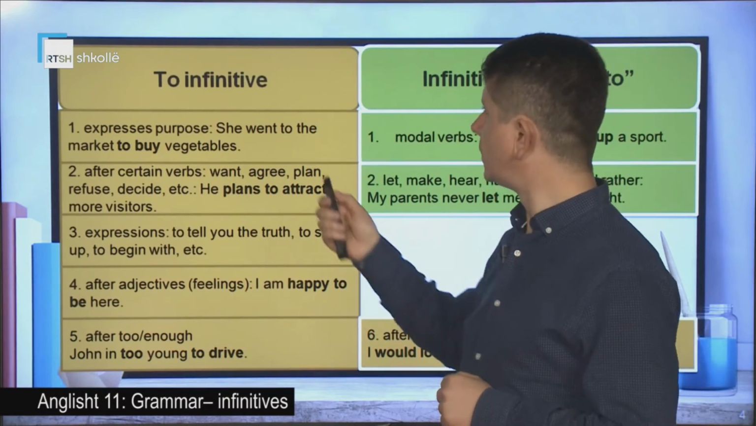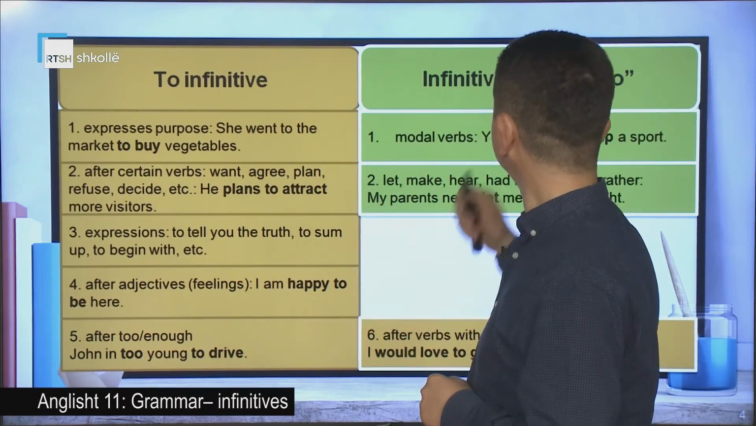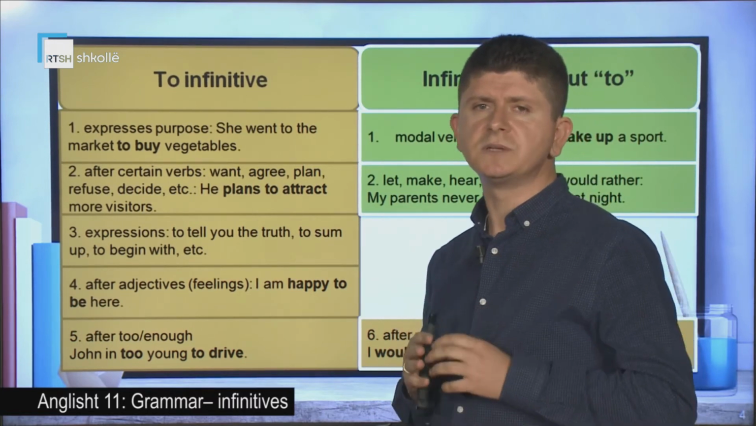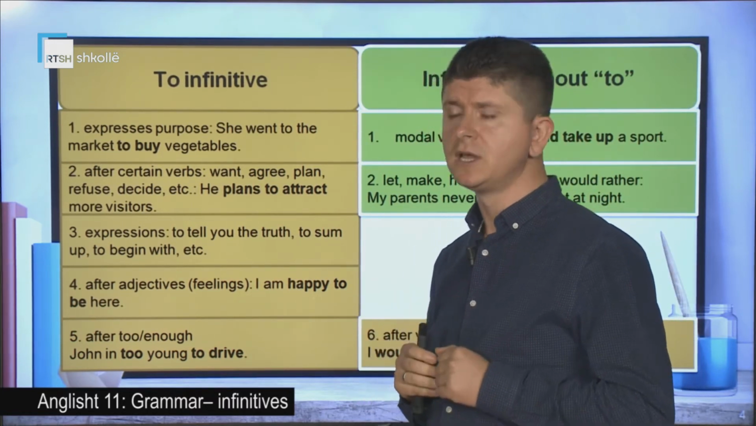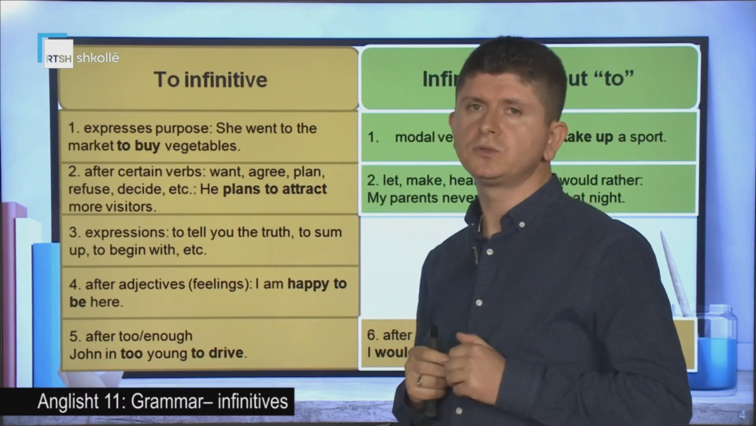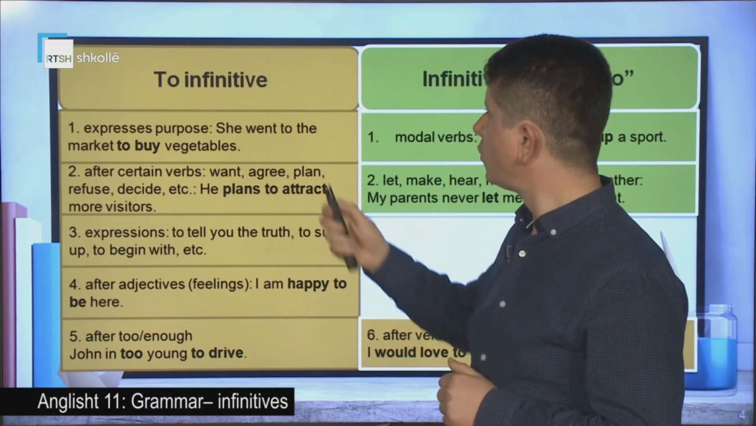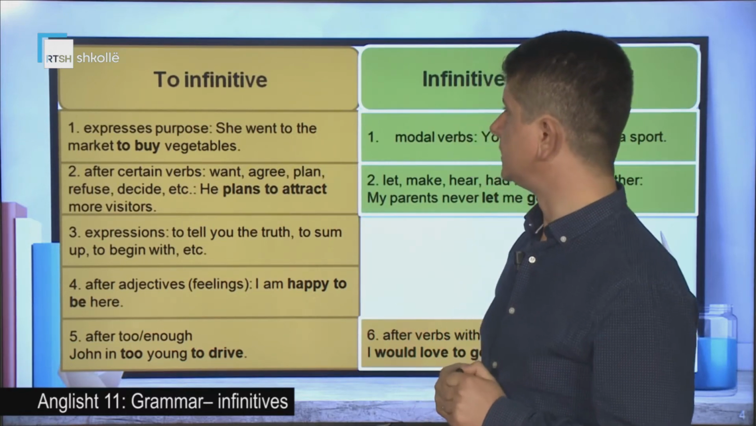Now here we have two other forms, the to infinitive and infinitive without to. What is a to infinitive? A to infinitive is a simple verb taking a to before it, while infinitive without to is a simple verb without ing and without to. When do we use the to infinitive?